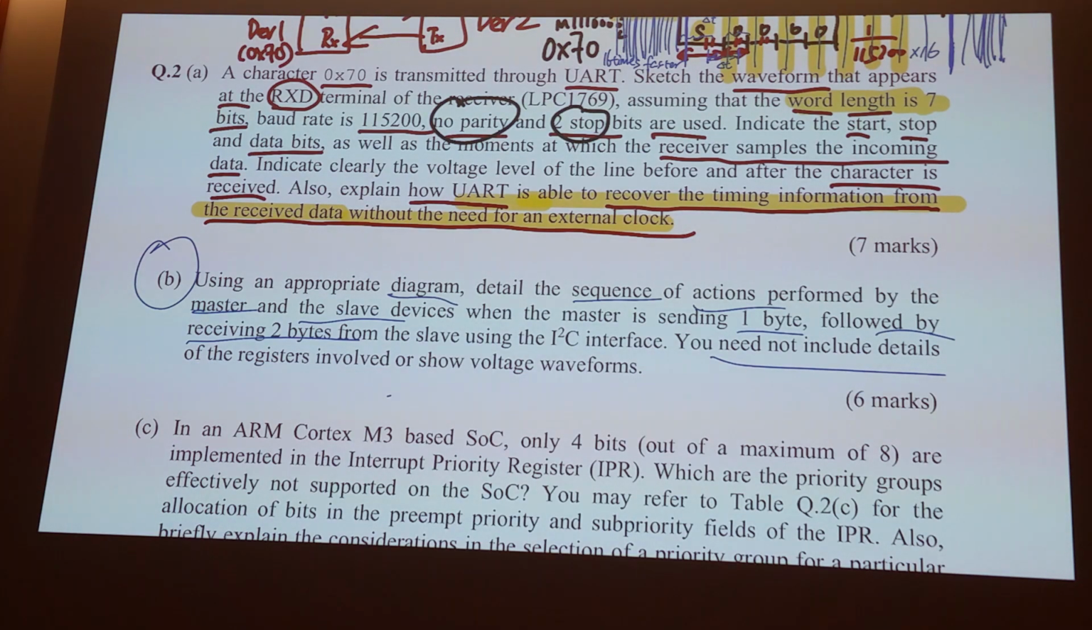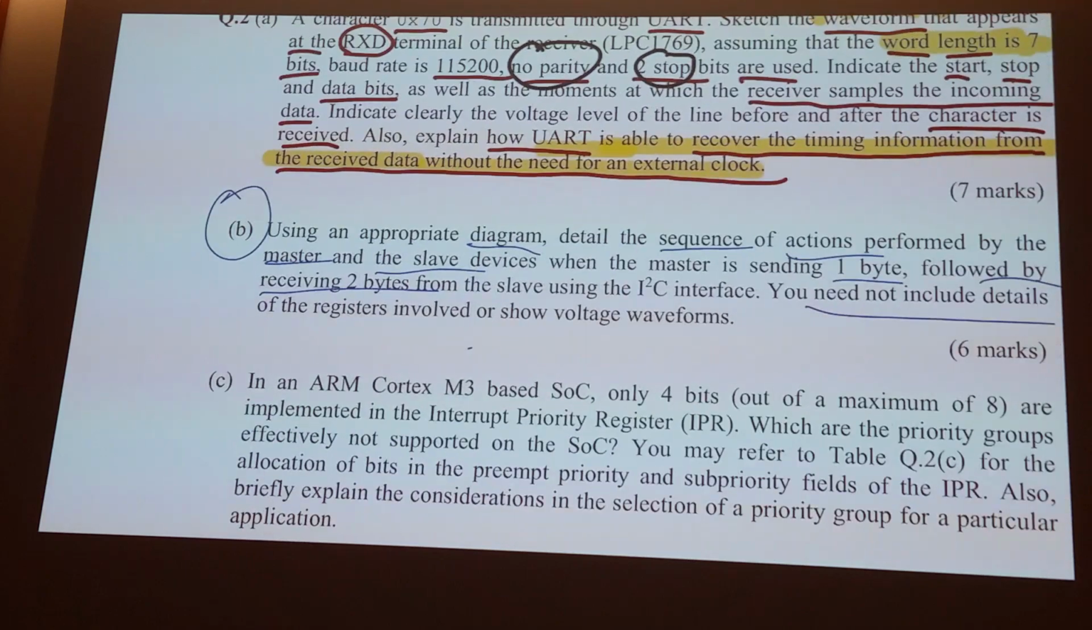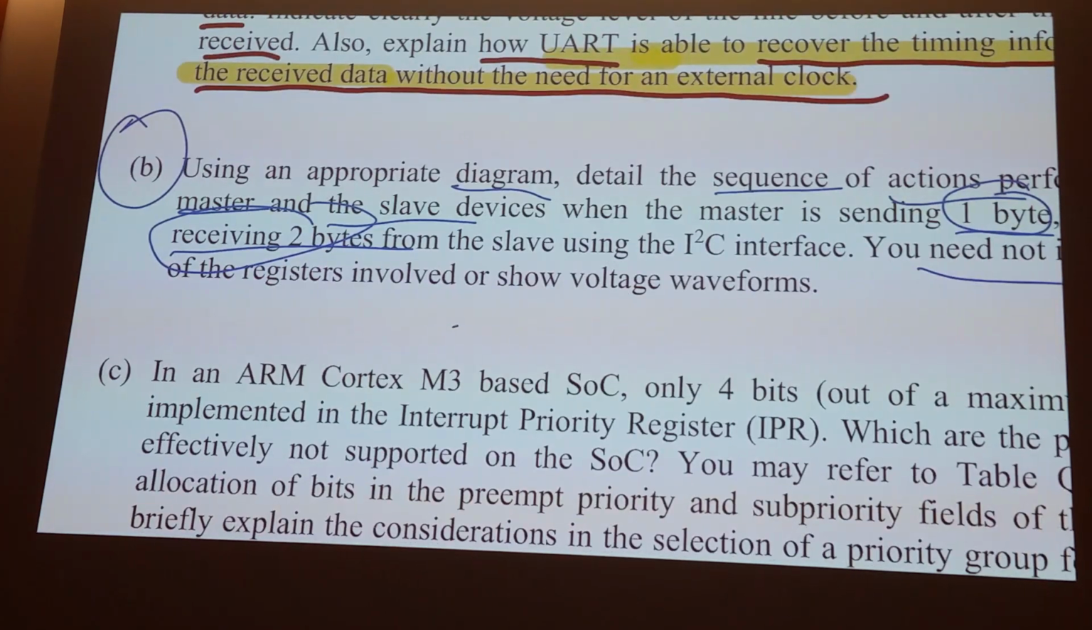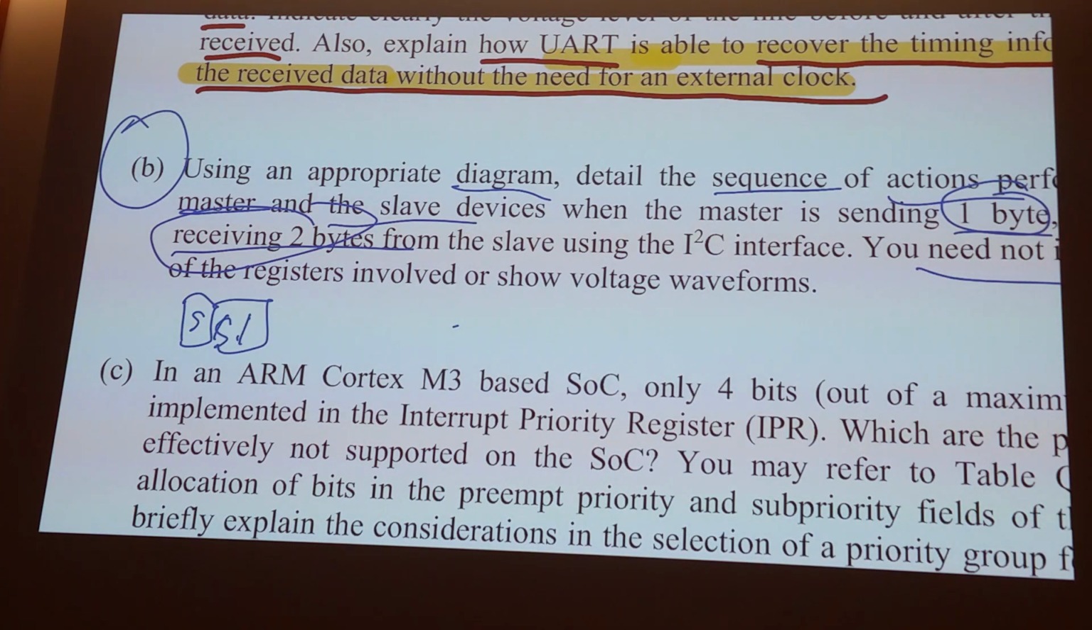So let's do this one more time. When your master wants to send 1 byte, followed by receiving 2 bytes, how to do that? How to send 1 byte? This one we have done just now. Send 1 byte means your master is writing. So you have S, you have slave address, writing is 0. Then you have 1 byte sent by the master, and then acknowledged by the slave. Then you have P.